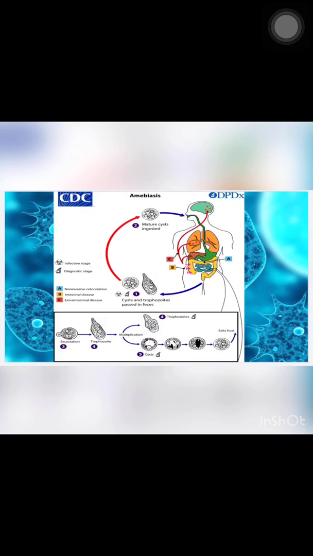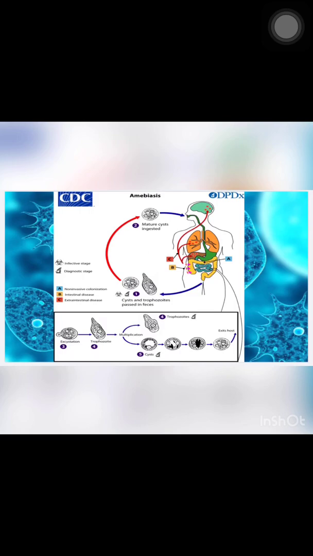So here is the life cycle of amoebiasis. Cysts and trophozoites are passed in feces. Cysts are typically found in formed stool, whereas trophozoites are typically found in diarrheal stool. Infection with Entamoeba histolytica occurs via ingestion of mature cysts from fecally contaminated food, water, or hands. Exposure to infectious cysts and trophozoites in fecal matter during sexual contact may also occur.